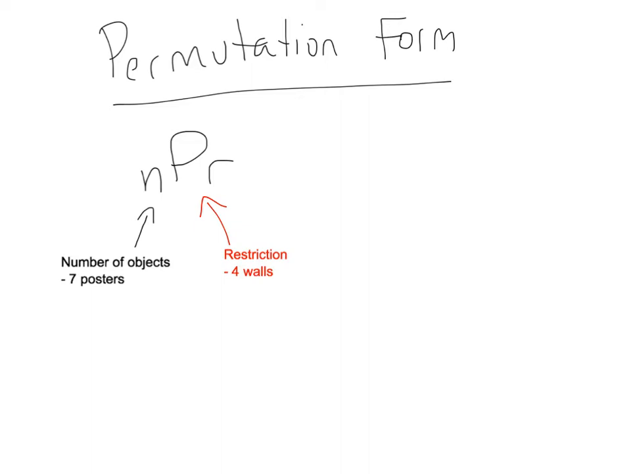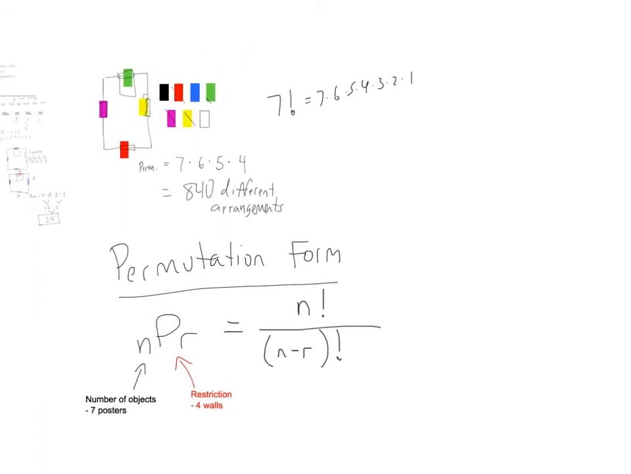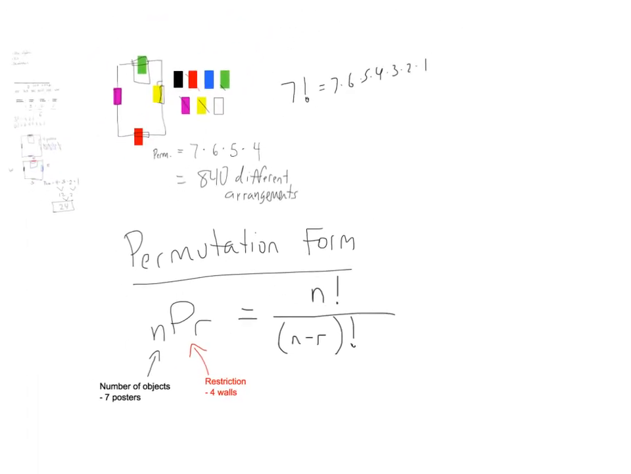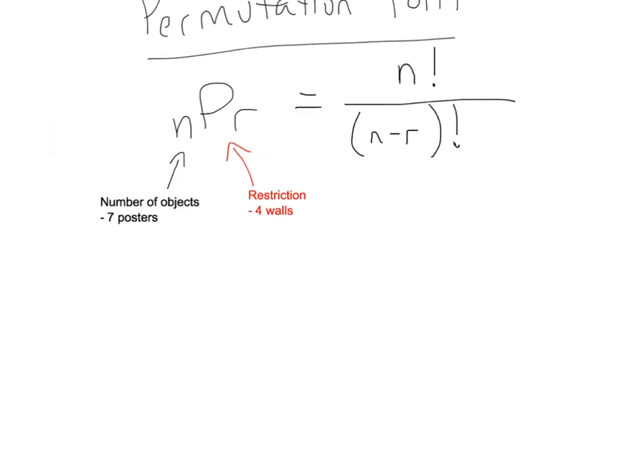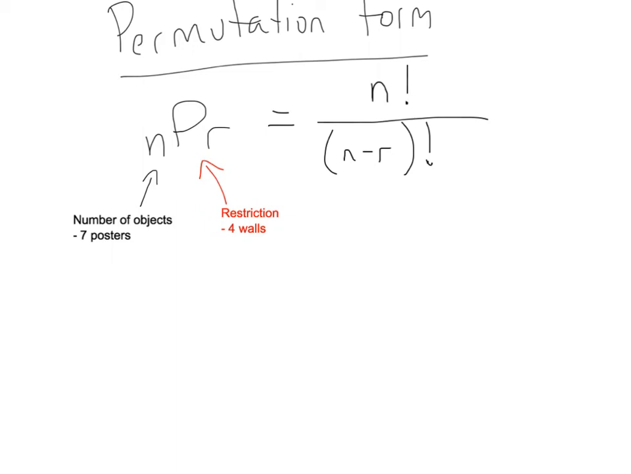Now nPr is written as the factorial of the number of objects, divided by the factorial of n minus r, whatever number you get inside the parentheses. So let's think about our poster example. Number of objects: how many objects did we have to choose from? Well, we had 7 posters to begin with. And then over here, r, what was our restriction? Well, we only had 4 walls.